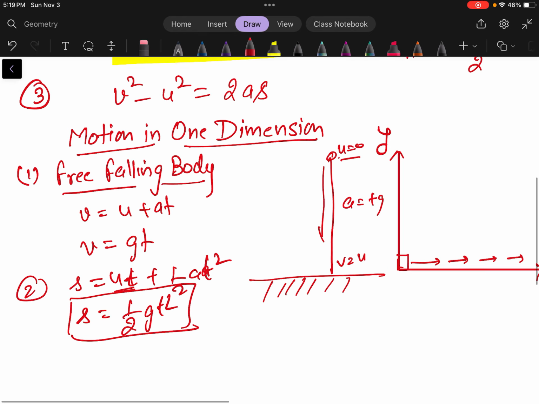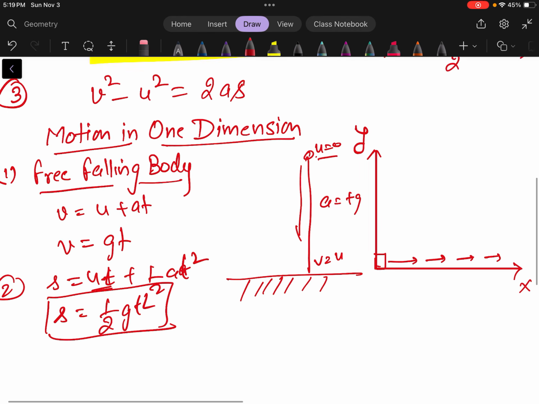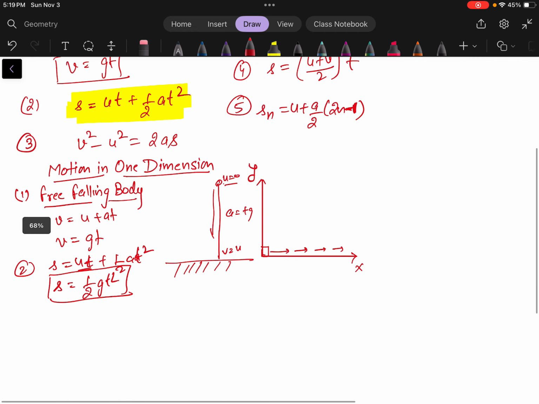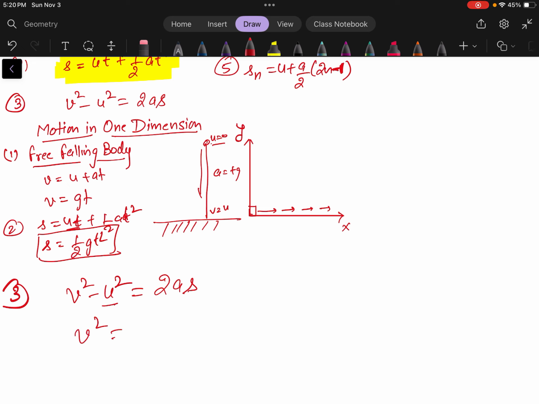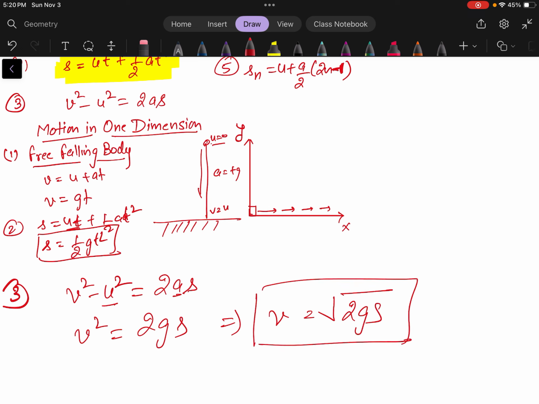In the same way, the third equation will be v square minus u square is equal to 2as. Here we know that u is equal to 0, so v square is equal to 2as, where a is equal to g, so 2gs. So we can write v is equal to under the root 2gs, if you want to compute the value of g only.